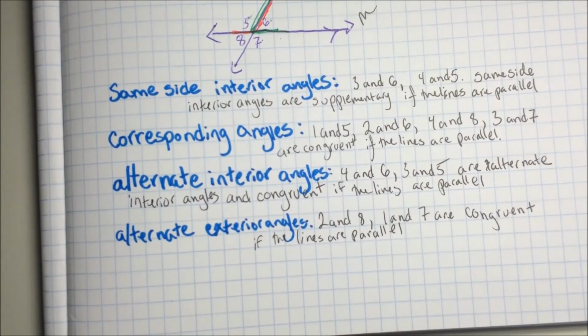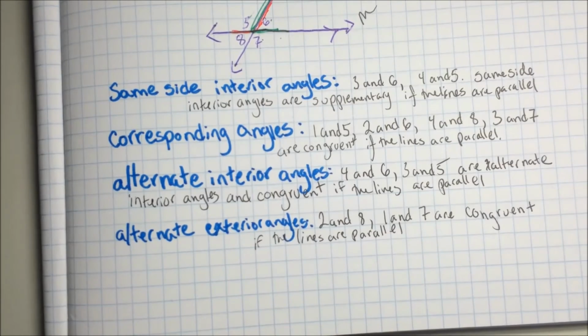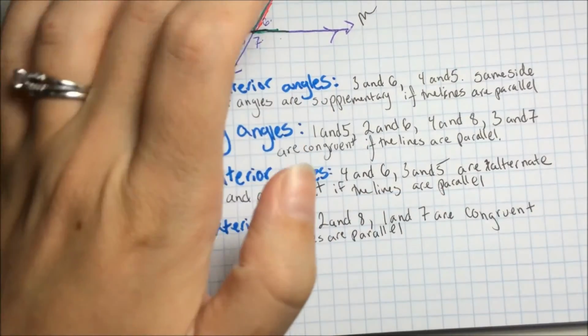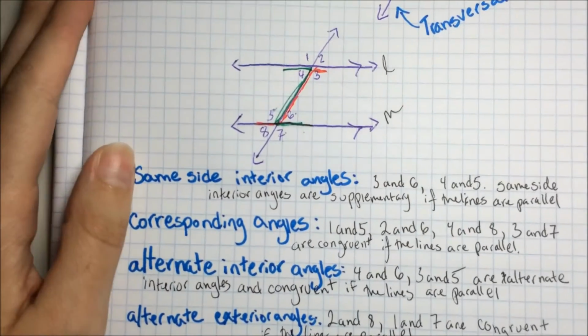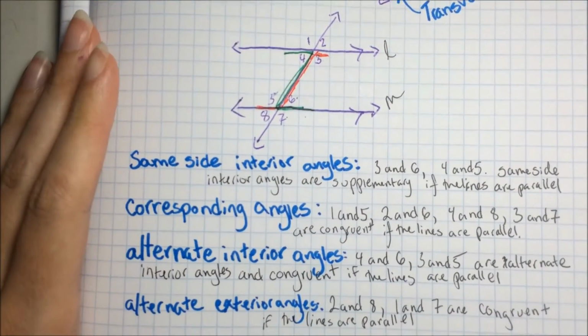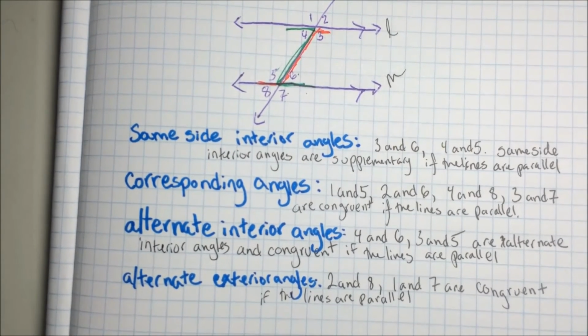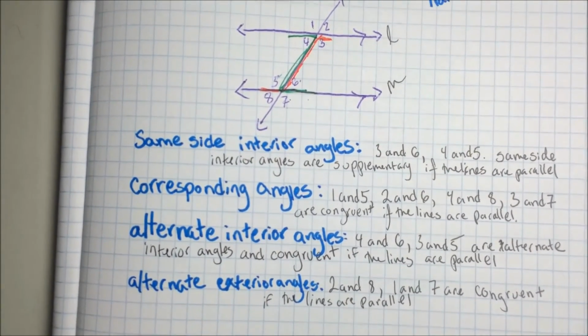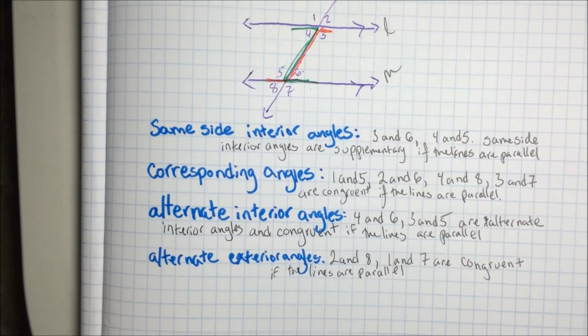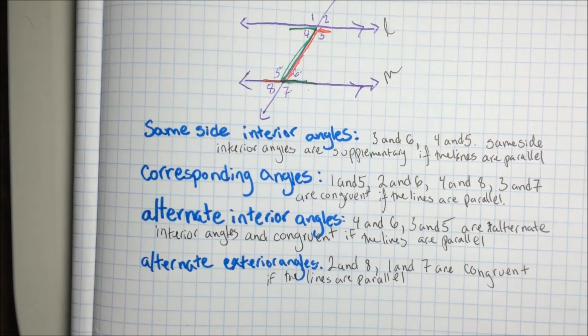Okay. The last pair of angles that we might talk about are same side exterior angles. So that would be like 2 and 7 and 1 and 8. And they're supplementary, but you don't really need to know those because you can figure those out using linear pairs and supplements. So I wouldn't worry too much about those. Make sure I touch on everything.